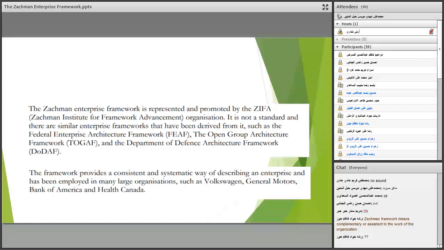Similarly, for example, the Federal Enterprise Architecture Framework is based on Zachman.